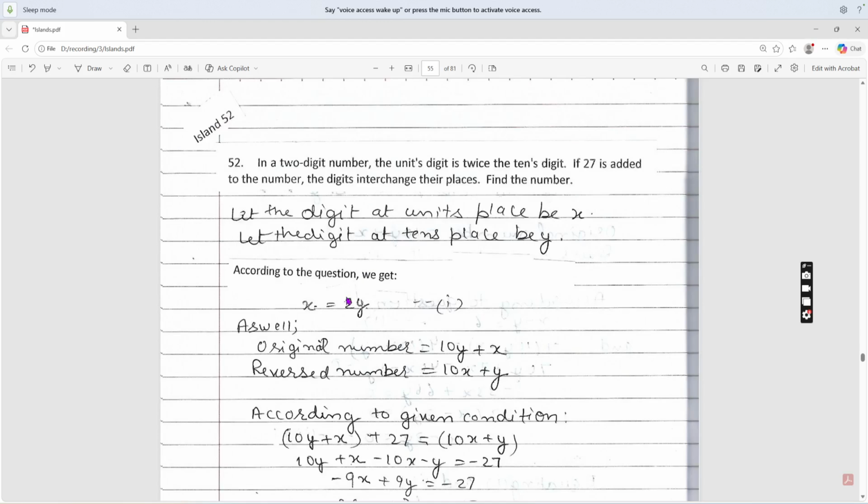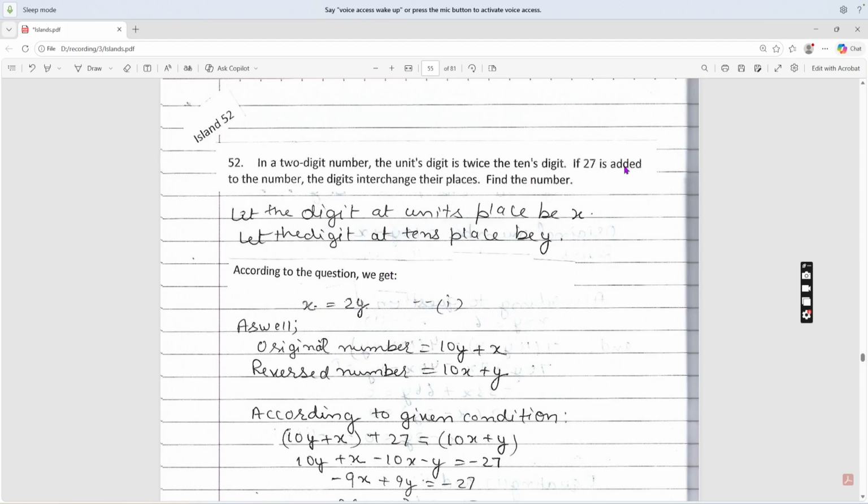Okay, next we are going to do: in a two-digit number, the units digit is twice the tens digit. It is one more amazing question in front of you. It is question 52. Let the digit at unit place be x and let the digit at tens place be y. So now we can say x is equal to 2y, because it is clearly mentioned that in a two-digit number, the unit digit is twice the tens digit. What is the unit digit? That is x. And what is twice the tens digit? That will be 2y. So the first equation is done. x is equal to 2y.